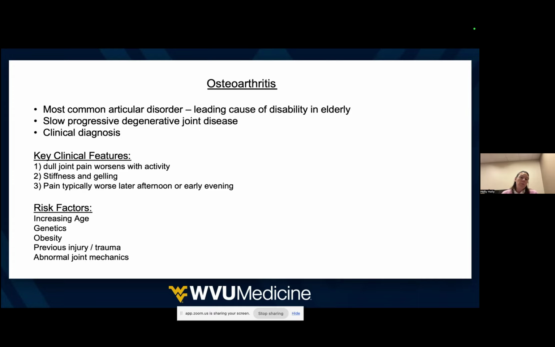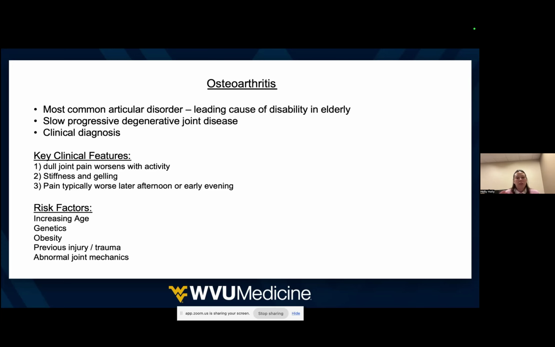They're also going to complain of this phenomenon called gelling, which is stiffness after immobility or rest. So a lot of times you'll have patients who, after a car ride or sitting and watching the news, try to get back up, and they're going to have that gelling phenomenon present. And pain is typically going to be worse later in the afternoon or even early evening into nighttime, and sometimes keeps them from getting good rest.